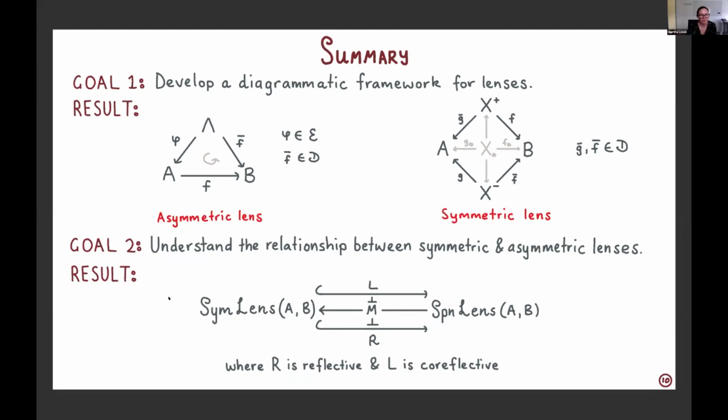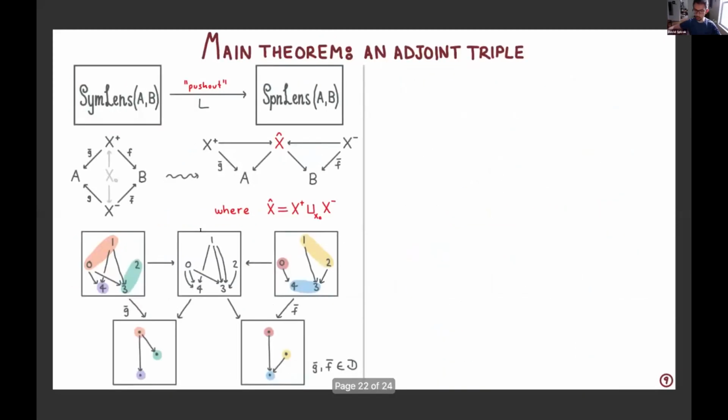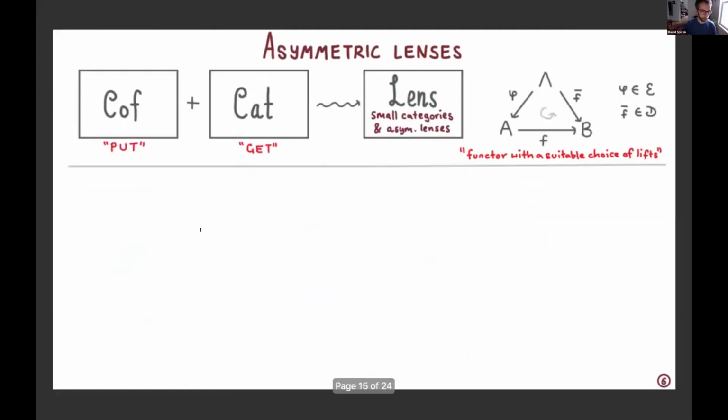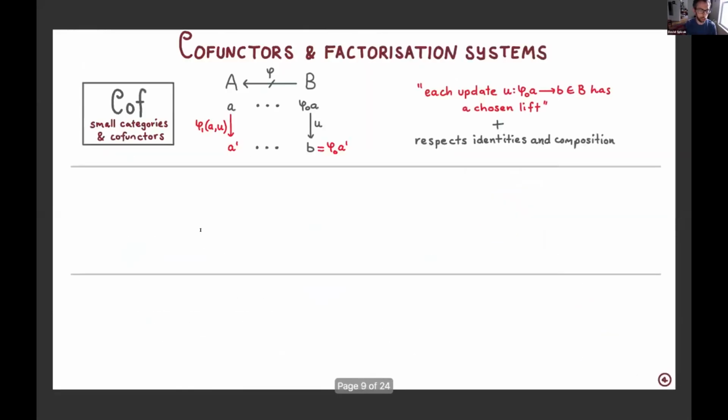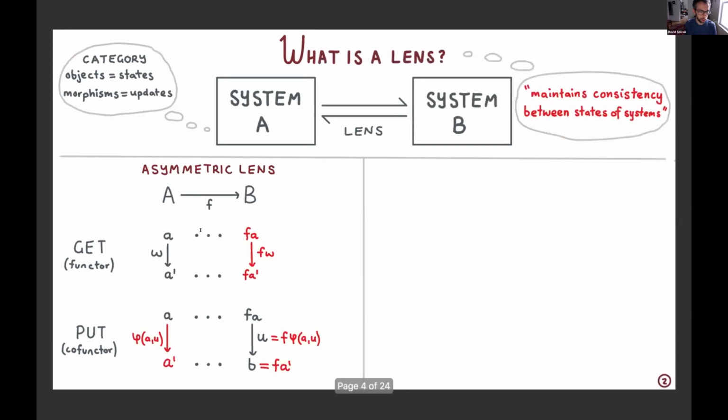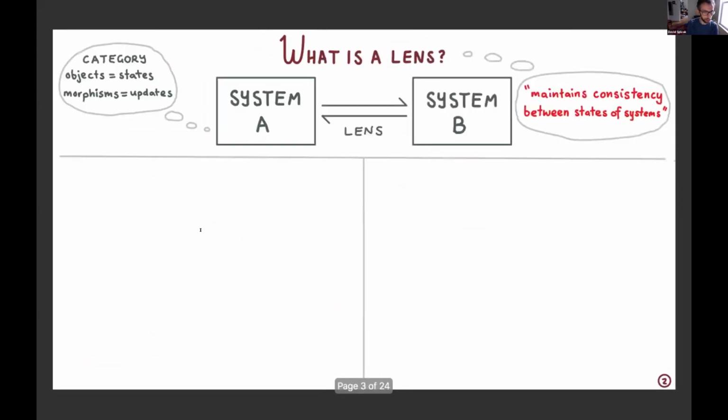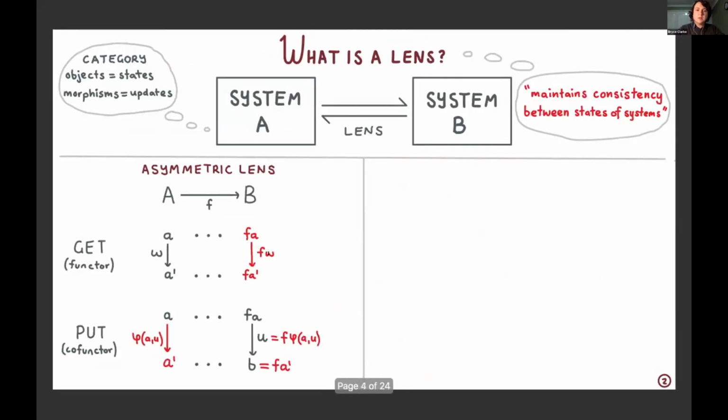Go ahead. In the very beginning slides, you wrote functor and cofunctor on the very first slide or so. Was that technically a functor and a cofunctor? For an asymmetric lens? Right there on the left. What are these categories and functors and cofunctors being written there? For some reason, I thought A and B were sets in this example. Right, so A and B, all the systems that we consider are categories.